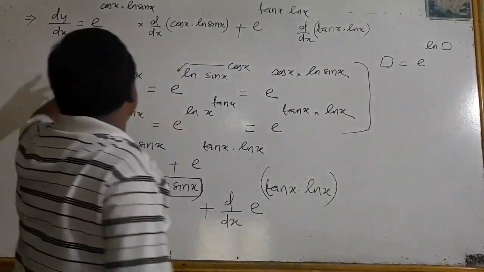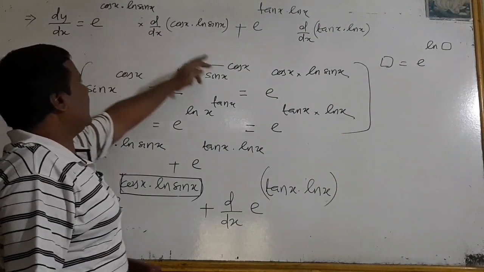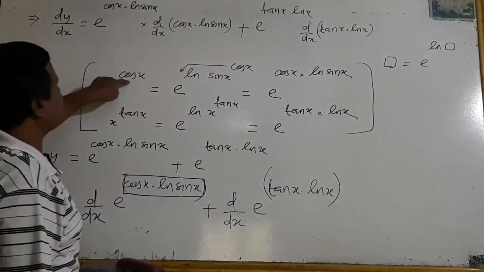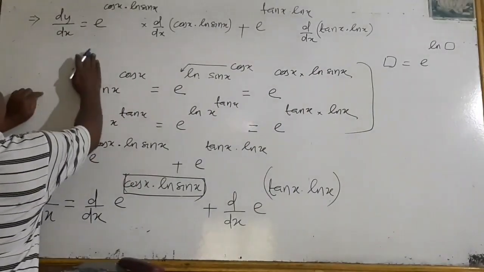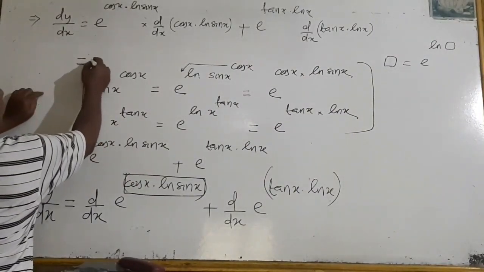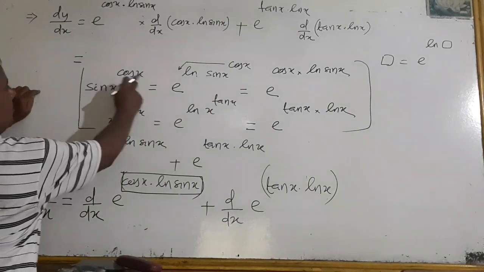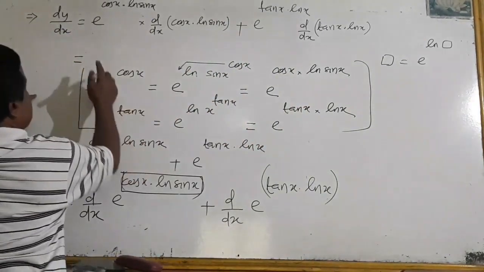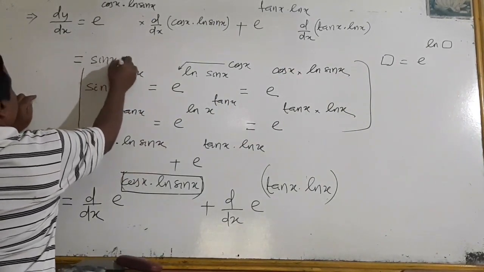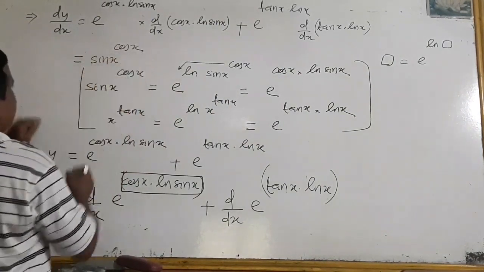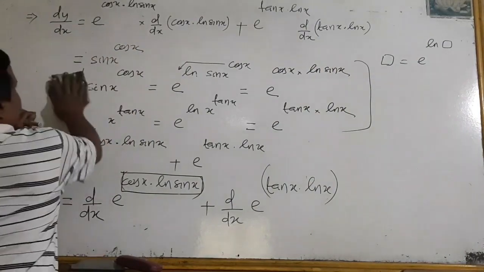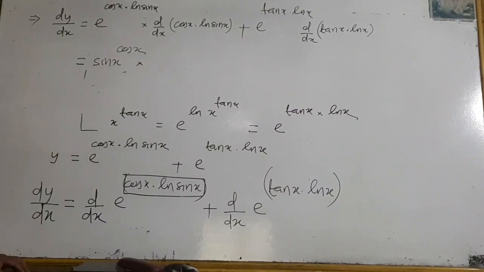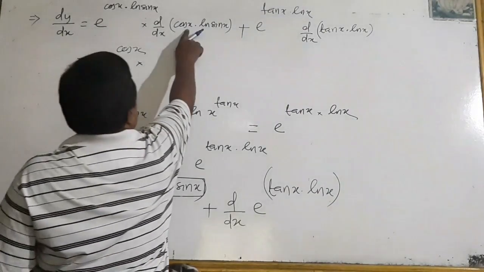Now in place of e to the power cos x ln sin x, what will I put? It is sin x to the power cos x. So I will put here sin x to the power cos x into d by dx of cos x ln sin x.